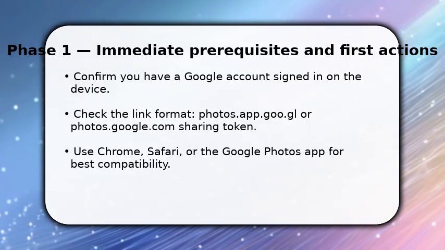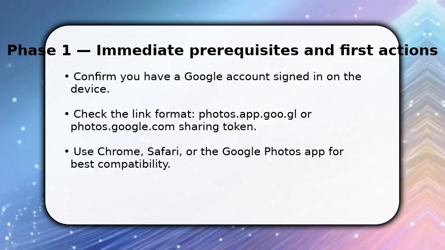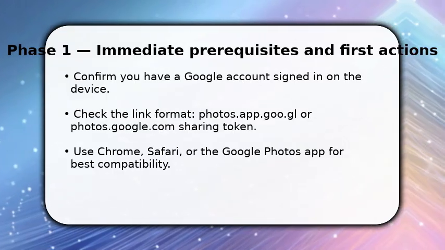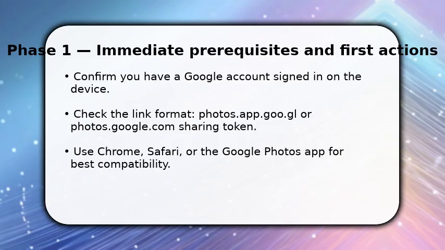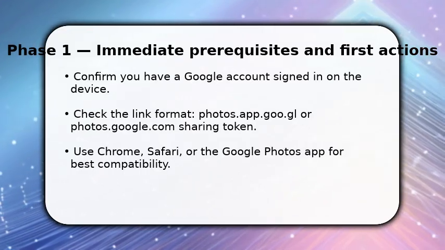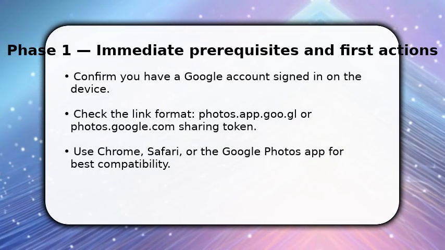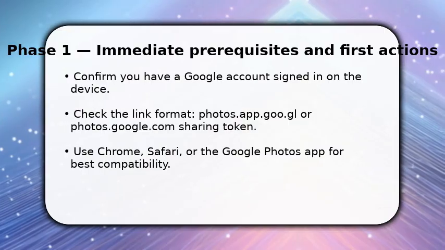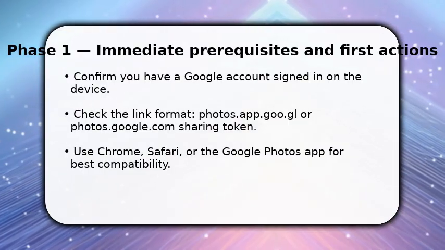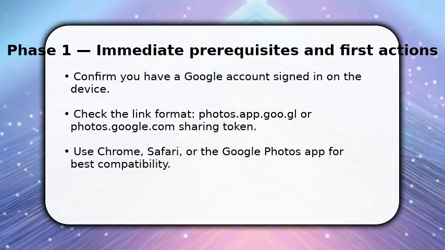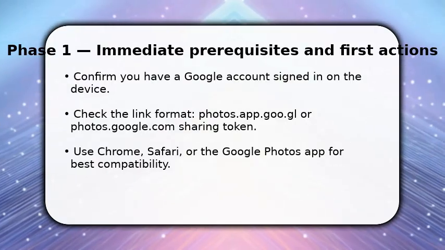You start by ensuring you're signed into the Google account you want to use. This avoids permission prompts. Once signed in, tap or click the shared photos link you received. If the link opens in a browser and asks to choose an app, make sure to select Google Photos or continue in the browser for viewing. Make sure to allow pop-ups or redirects for the site because Google often uses them for access. If you see a permission request, grant view access to continue.